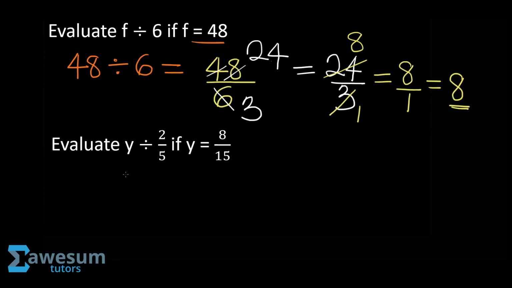It says evaluate y divided by 2 over 5 if y equals 8 over 15. How do we solve this? Okay, y is 8 over 15. I would write that out: 8 over 15 divided by 2 over 5. Very good, guys.